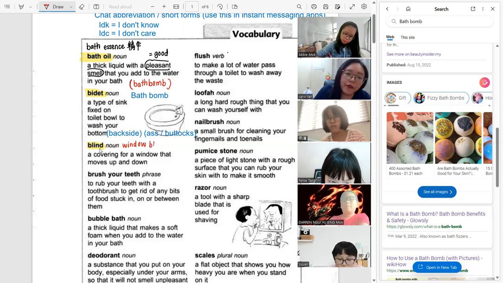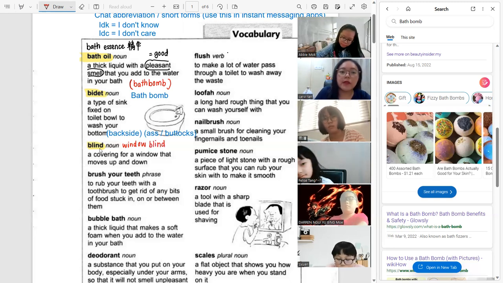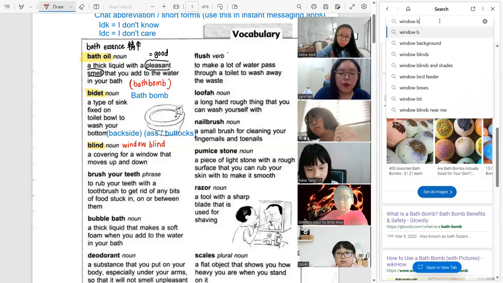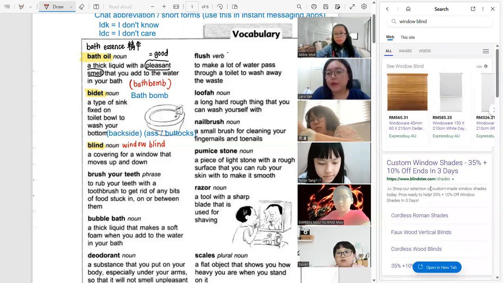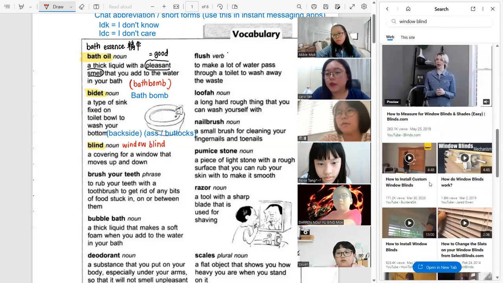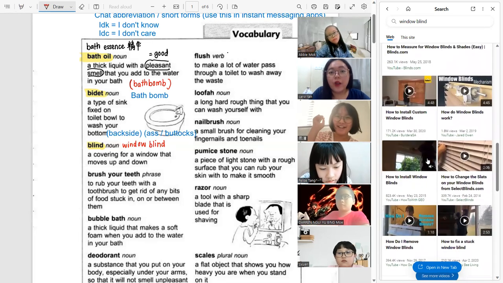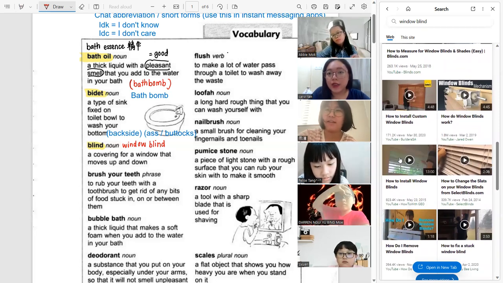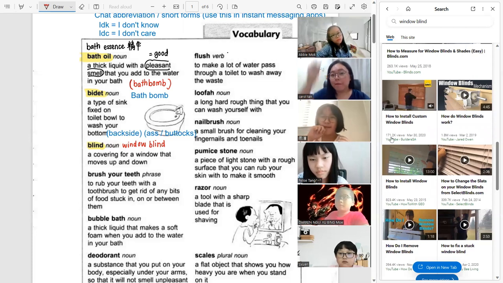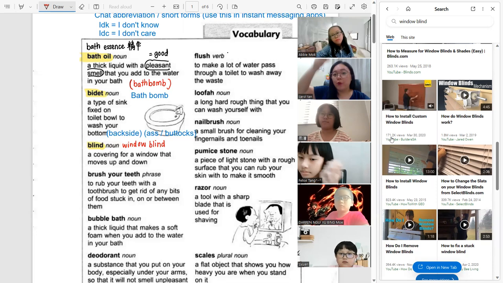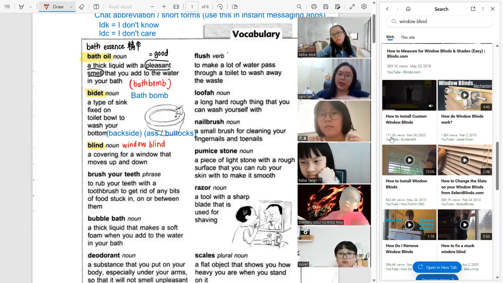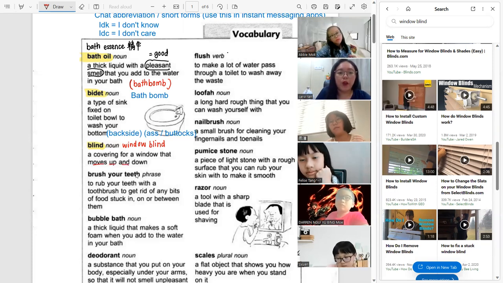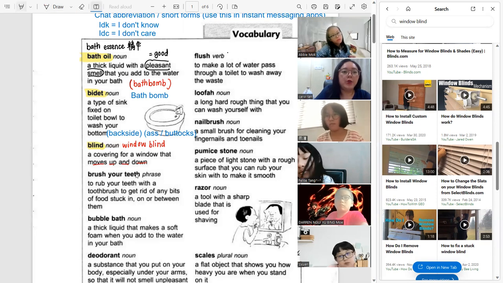So the window blind, everybody can write window blind. Okay, I show you on the right hand side. The window blind, this one. Oh, you have it, behind Yutong, right? Correct. It's not the curtain. The window blind moves up and down. You can actually pull something and it goes up or down. Get it? All right, great. Okay, so I want to skip this.